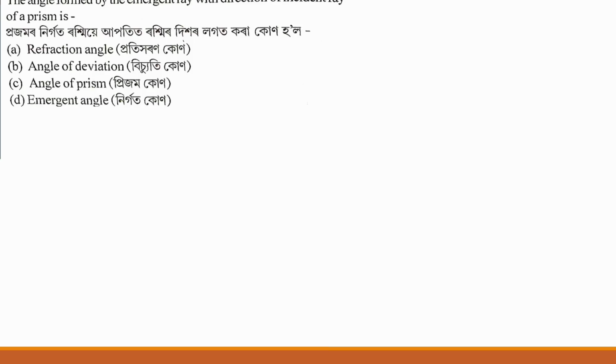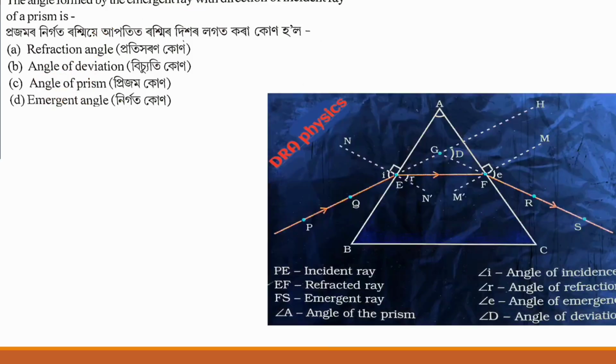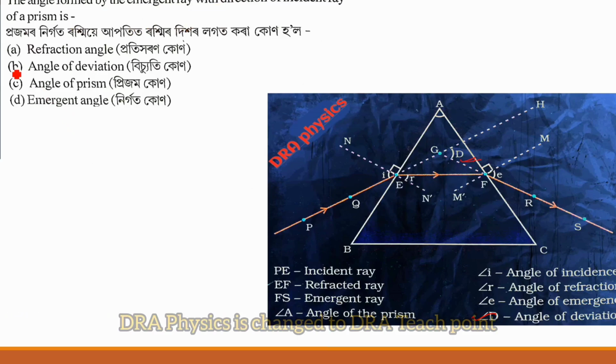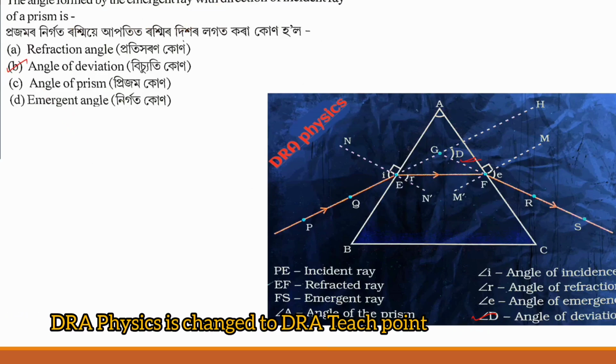Our next question is: the angle formed by the emergent ray with the direction of the incident ray of a prism is. Option A, refraction angle. Option B, angle of deviation. Option C, angle of prism. Option D, emergent angle. So you can see here, dear students, the angle formed by the emergent ray with the direction of the incident ray of a prism is nothing but the angle of deviation. So our correct answer will be what? Our correct answer will be angle of deviation. Let us move to the next question.